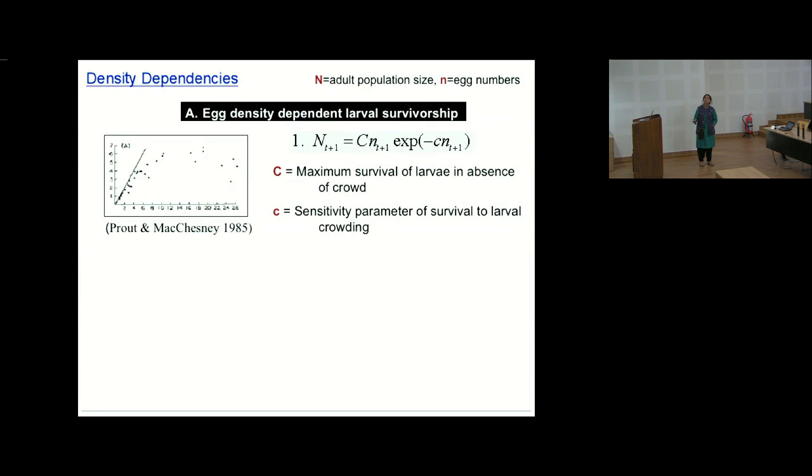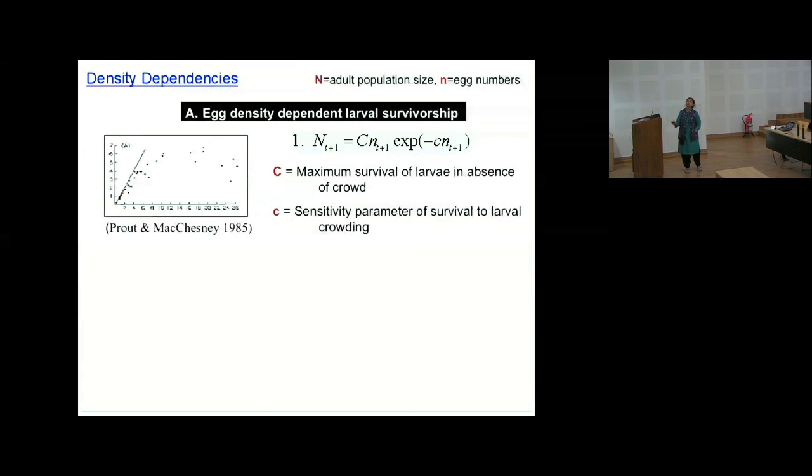We took that, we looked at this, and this is the expression for the fit here, okay? So you can see that they are fitting this entire thing with an exponential function. What are the parameters? This is the number of adults. Small n is the number of eggs. The maximum survival of larvae in the absence of crowd is capital C.